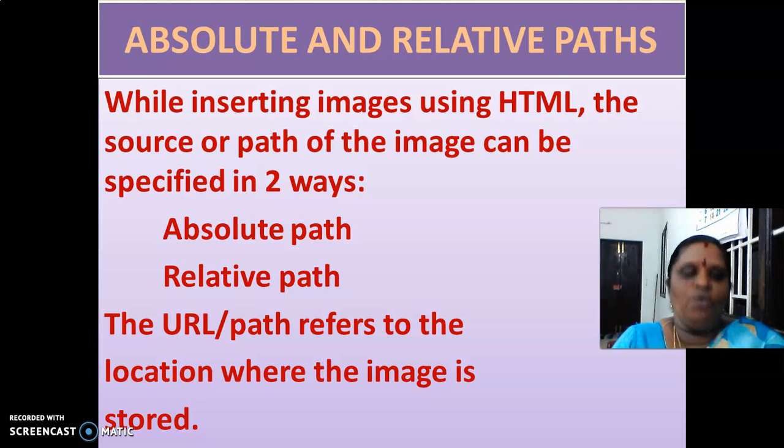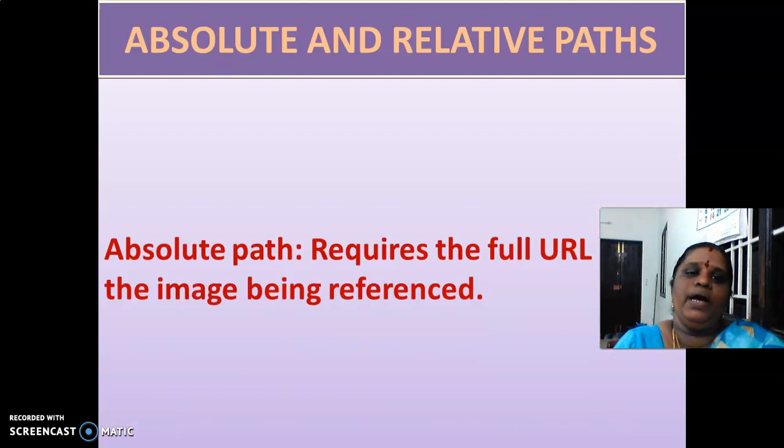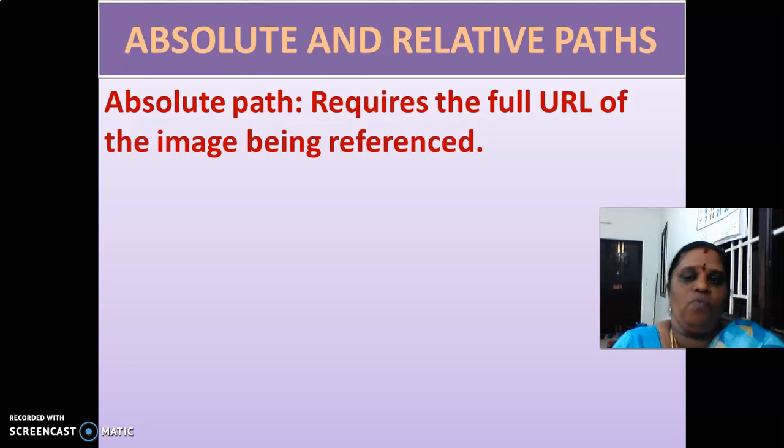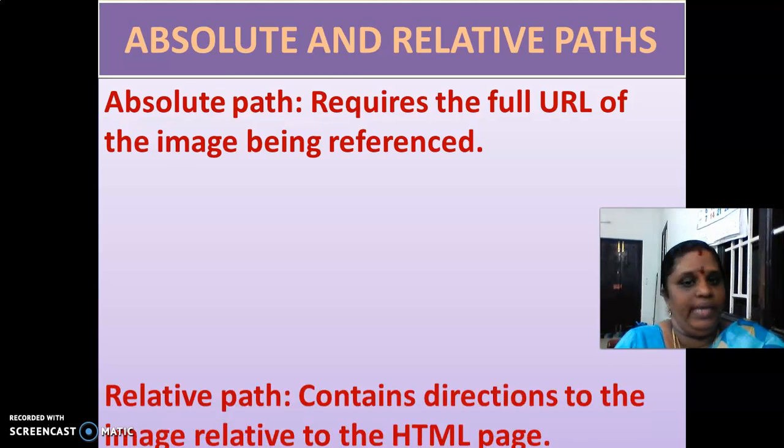Okay, children. Yes, so while running the program itself, we want to give the location, right? On the desktop, it is stored in this folder. So if that location is proper, only then your program will run. Otherwise, the program will not run. Okay, so that path should be correct. The location should be correct. Then only the program will execute. Okay, children. So what is meant by absolute path? Absolute path requires the full URL of the image being referenced.